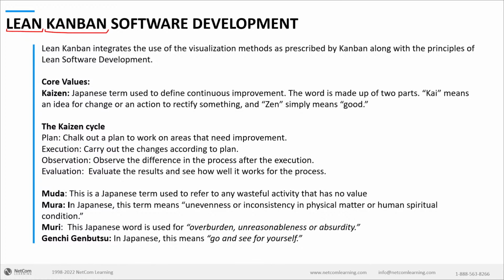And what do you remove? You remove wastages. What are the different kind of wastages? Muda, Mura, Muri, Genchi, Genbutsu. These are the wastages that you primarily try to remove.